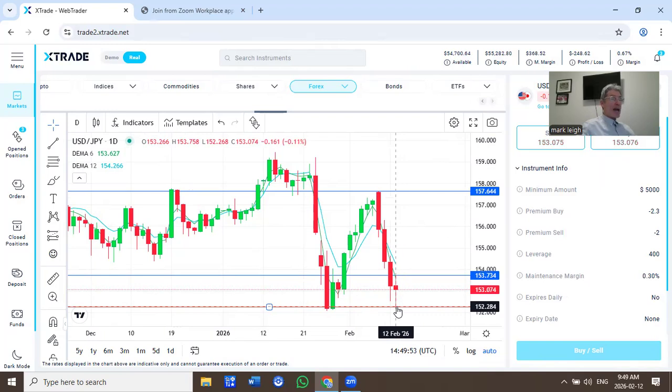US dollar buyers have stepped in and did fight back off the support level, same as they did back here in the end of January, 28th and 29th of January. Today, trying to fight back again. We'll see if the US dollar can continue this fight back and get back up to the resistance level at 153.73, or if it's going to be a continuation of selling US, buying yen, and US dollar weakness against the yen. Sellers will be looking back down at this support level.